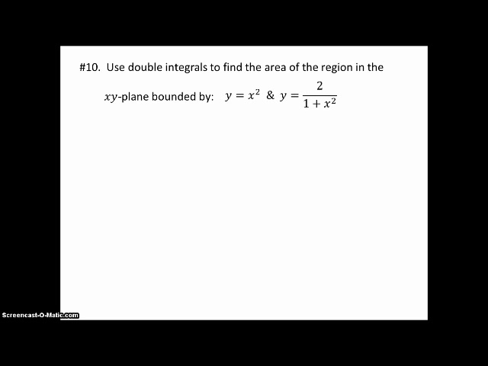So let's look at some problems. Number 10, use double integrals to find the area of the region in the xy plane bounded by y equals x squared and y equals 2 over 1 plus x squared.